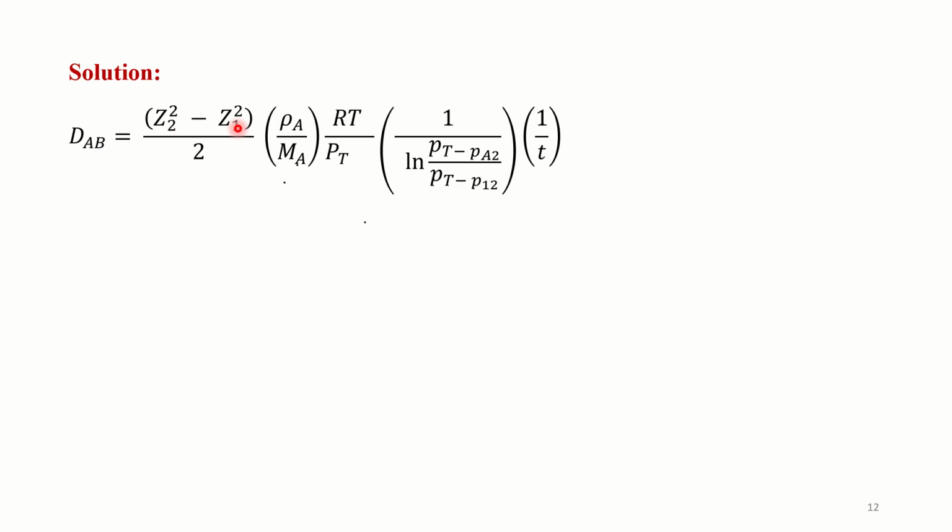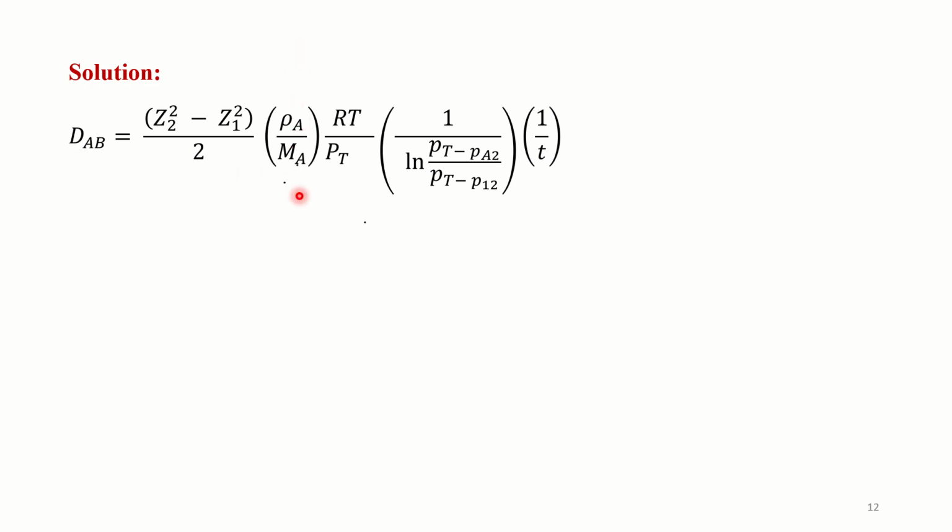Z2 and Z1 are the final and initial height of liquid measured from the top surface of the tube. Rho A is the density of component A, MA is the molecular weight of component A, R is the gas law constant, T is absolute temperature, PT is the total pressure, PA1 and PA2 are partial pressures of benzene at film 1 and 2, and T is the time of diffusion. Let's check whether all the data are given or any data we need to calculate. Z1 and Z2 are given: initial height 2 centimeter, final height 2.5. Convert in terms of meter and substitute here.